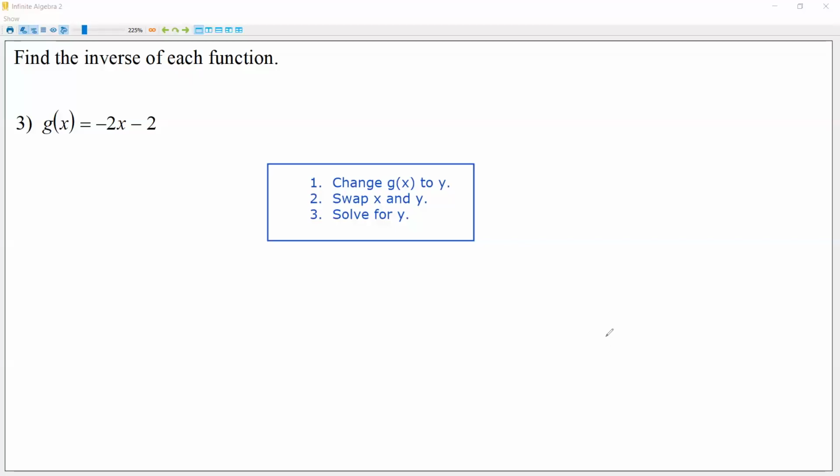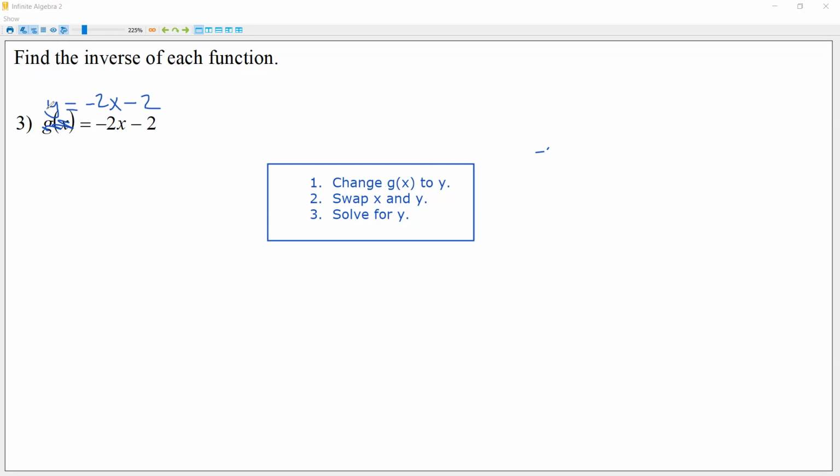All right, let's talk about finding the inverse. First things first, we're going to change g of x to y. So g of x is kind of funny looking. Let's change it to y equals negative 2x minus 2. Just stick with me on that. That's just going to make it easier.